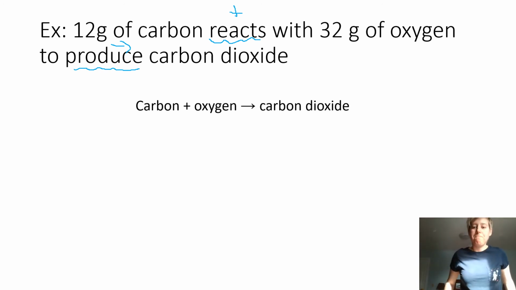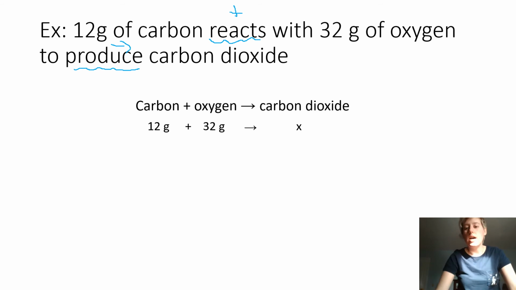That's step one. Now step two is, underneath all of my substances, I write down the masses that I'm given. And if I'm not given a mass for that particular substance, I write down X. So underneath carbon, I would put 12 grams. Underneath oxygen, I would put 32 grams. And underneath carbon dioxide, I don't know it, so I would put X.